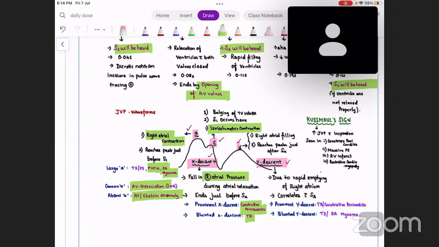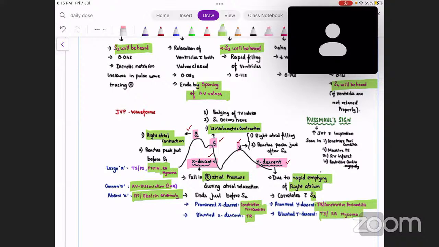Then you have the Y descent. Y descent is due to rapid emptying of the right atrium, and mostly we can correlate it with the S3. The prominent Y descent is seen in tricuspid regurgitation and constrictive pericarditis, and blurred Y descent is seen in tricuspid stenosis or right atrial myxoma.